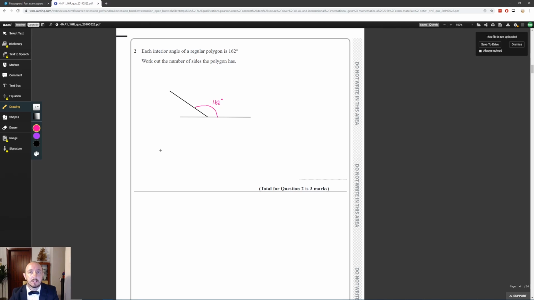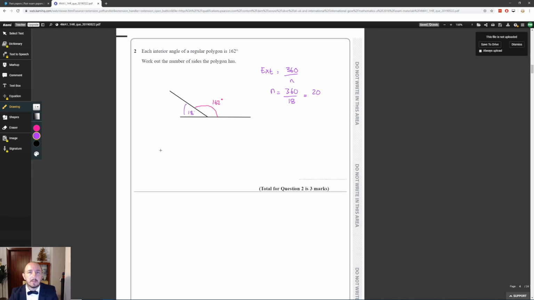So there are two ways of doing this. The easier way is to actually work out the exterior angle, which is 180 minus 162. So that's going to be 18 degrees, and the exterior angle is 360 divided by the number of sides. So we can rearrange this to get 360 divided by 18, which is 20. So this would be a 20-sided shape.